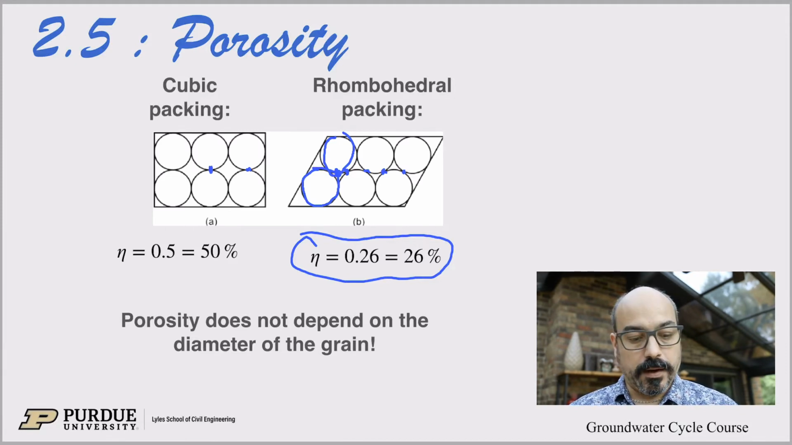One important note here is that I never gave you a size for the grain. So porosity doesn't really depend on the size of the grain. You could have huge boulders or silt. As long as they're little spheres, the porosity you can calculate without numbers, without diameters. So it's basically a scale-free parameter. It doesn't depend really on the size of the grain.